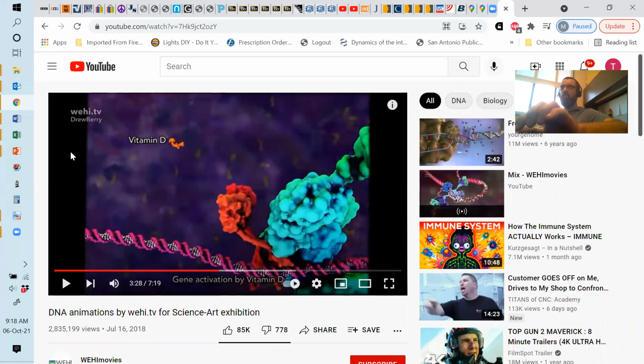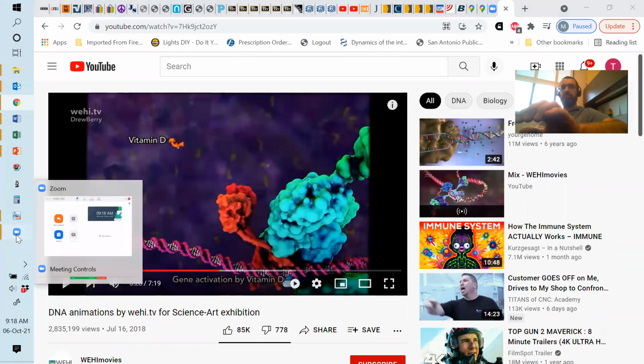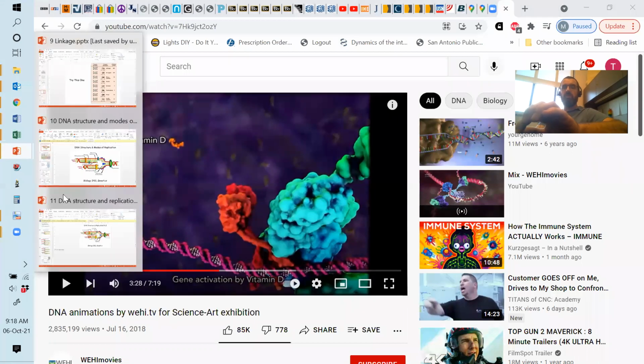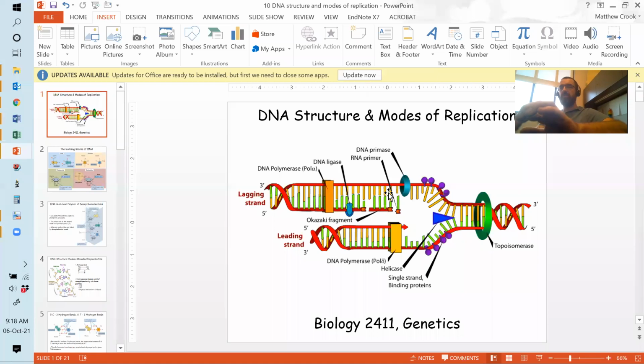WEHI is the Walter and Eliza Hall Institute, which is a cancer institute in Melbourne, Australia. So yeah, I don't have any videos that I know of the finishing up process, but this is a really cool video of the actual synthesis part, amongst other things. So watch that at your leisure. I never tire of watching them, to be honest. The only boring one is transcription. When it's actually transcribing stuff, it's just zooming around on DNA, making mRNA.